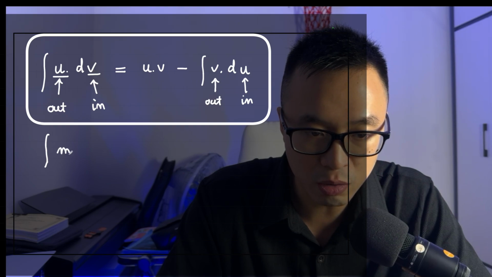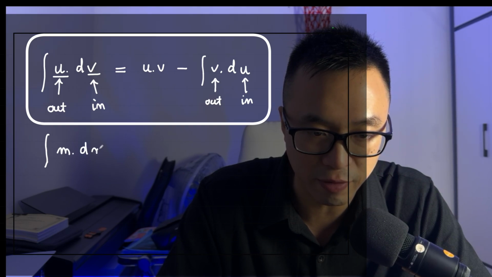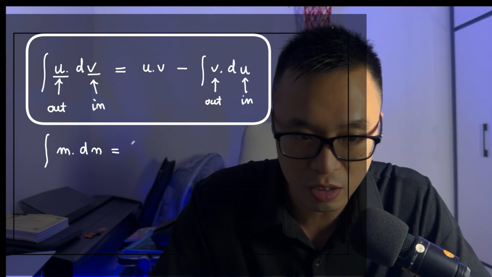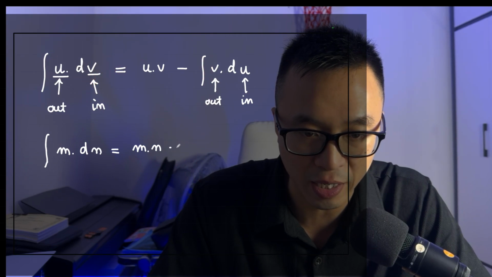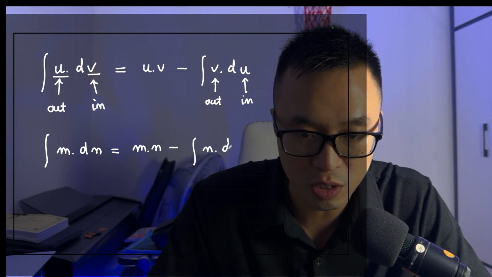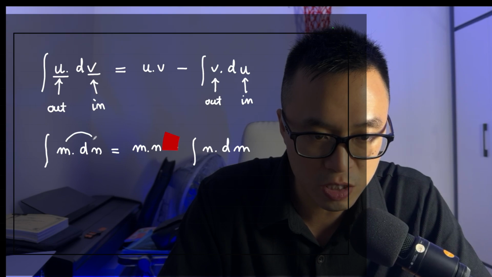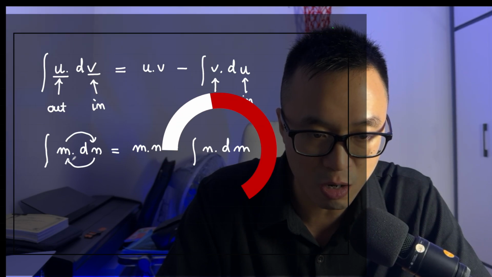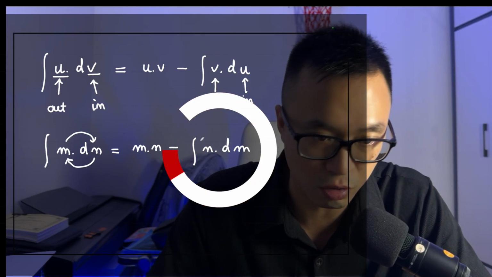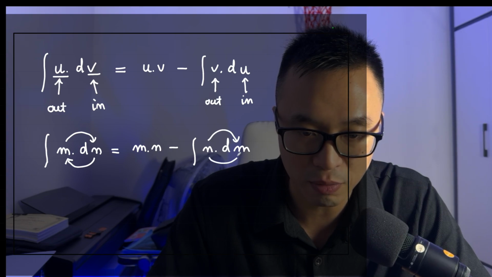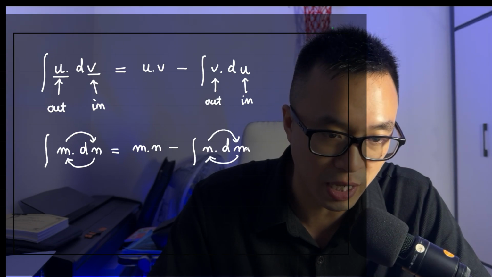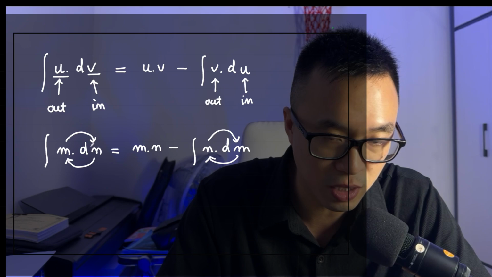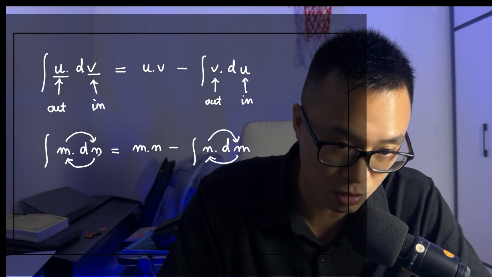Another example: you've got m multiplied by d of n. Applying integration by parts, you will get m multiplied by n minus the integral of n multiplied by d of m, like this. You change the position between the out and in functions of the integral here. So we can see now the new one will be n and the new one will be m, and for the original you've got m here and the function n will be this one.